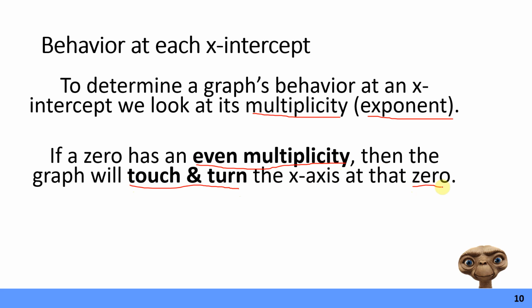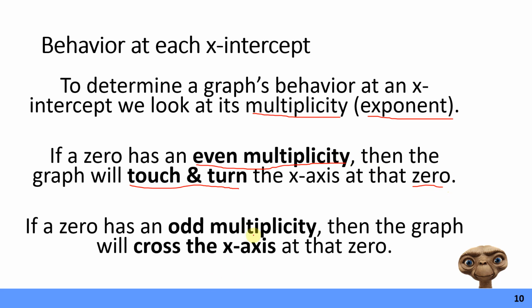And right now we're going to be doing an example. Now, the opposite of that: if a 0 has an odd multiplicity, and by odd I mean 1, 3, 5, 7, then the graph is going to cross the x-axis at that 0. And this is what I mean. Let me draw a picture here.